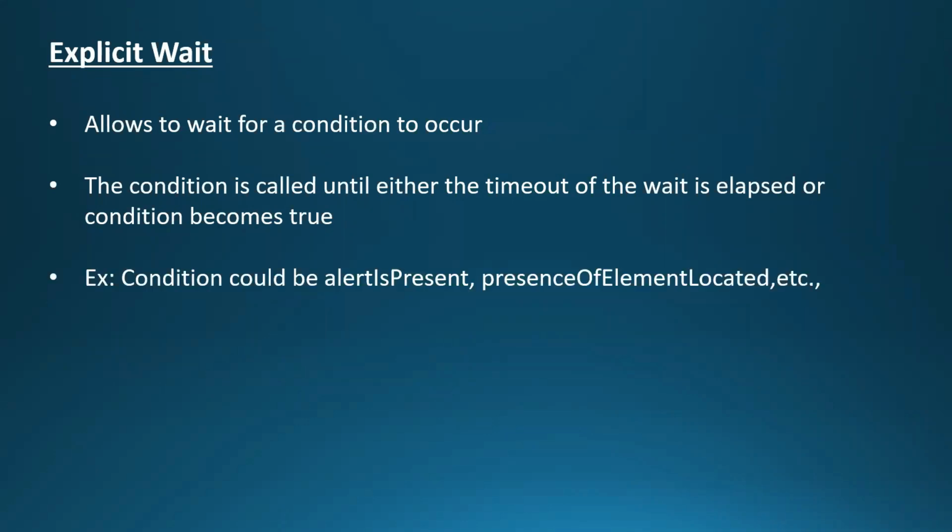And these conditions could be alert is present, presence of element located, whether the element's visibility is located, all these types of conditions we can write in explicit wait. The main thing here is explicit wait can be used for a specific element, so that we can write our own condition using a class called expected conditions. We have some built-in conditions in that expected conditions class, so we can use any of those conditions on a specific web element when we use this explicit wait.